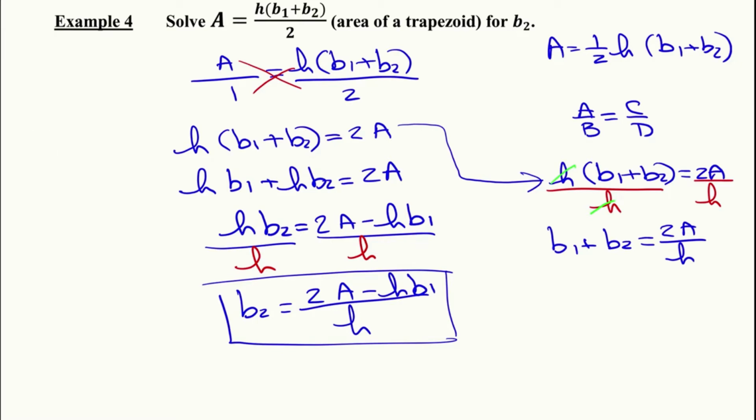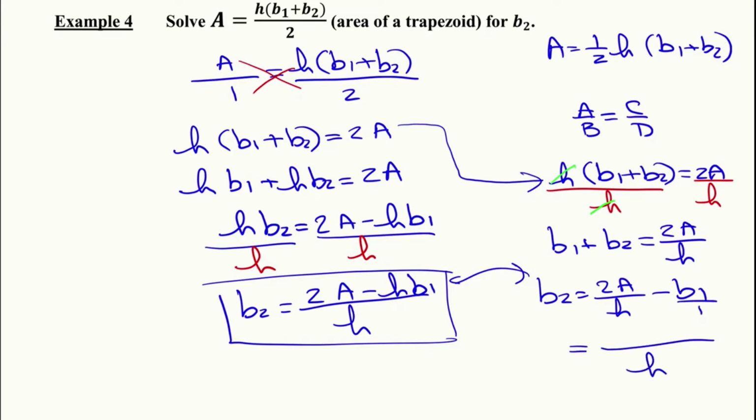So notice we can quickly solve it for b2 now by just moving the b1 to the other side, or subtracting b1 from both sides. So we end up with this. Now you may be thinking they look different, right? But notice if I go ahead and throw a 1 down here and combine those, we're going to have to multiply top and bottom of this by h.